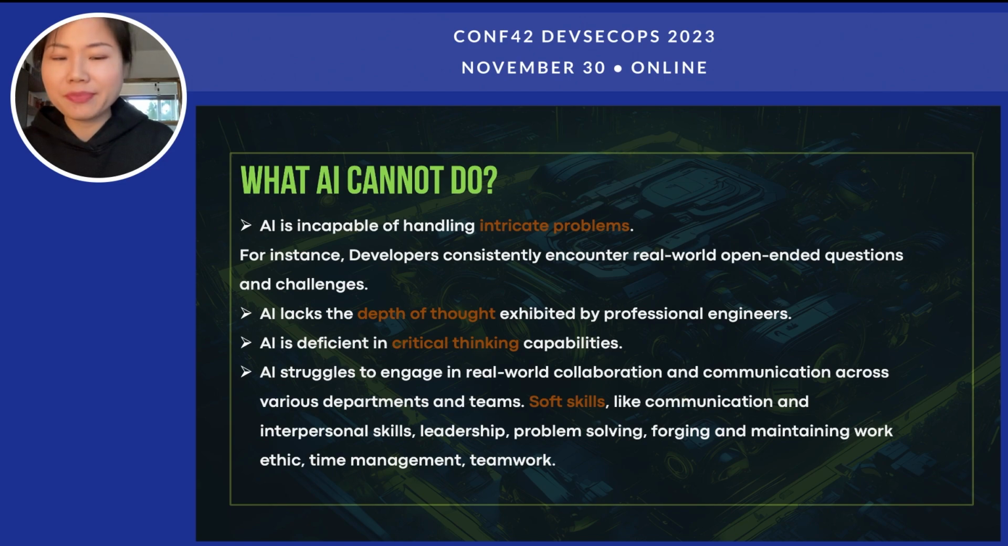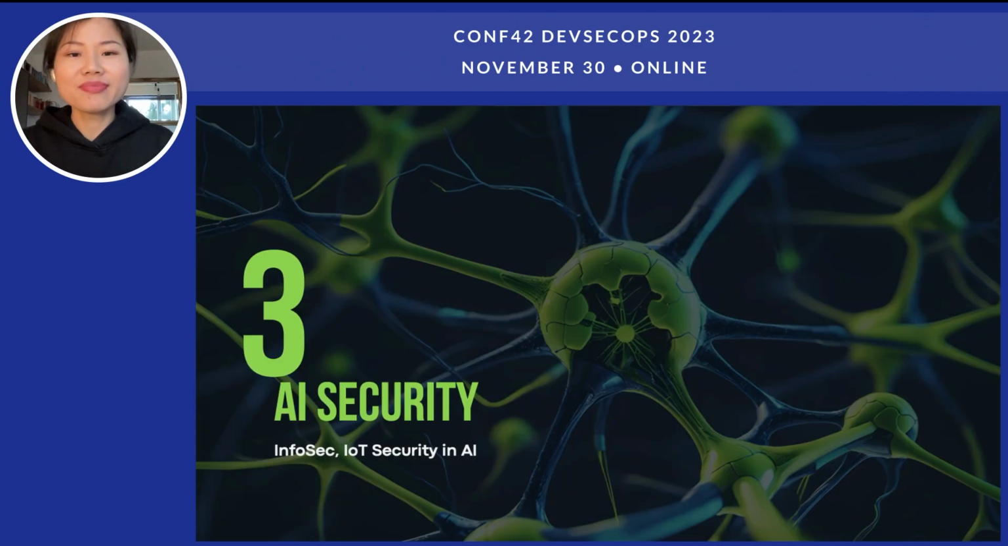AI cannot do it. Or also leadership, being an influencer to affect others, and problem solving. Yes, AI may help us, but for entire and intricate problems, it cannot do it. And also teamwork, and for example maintaining work ethic. This AI cannot do.